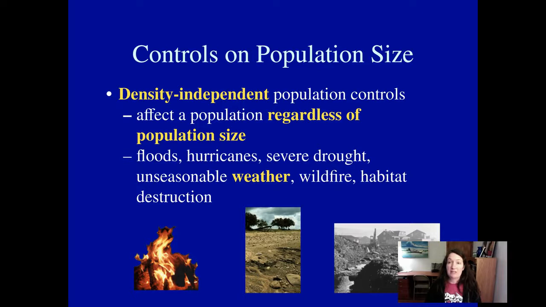A good example is mosquitoes in the wintertime. They die off because of the temperature, or bugs in general can die off because of the deep freeze. And it has nothing to do with how big that population is going into the season.